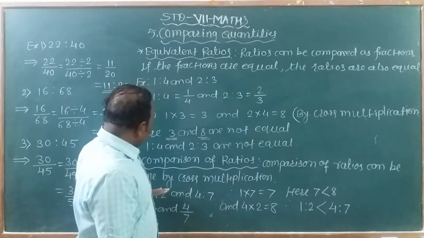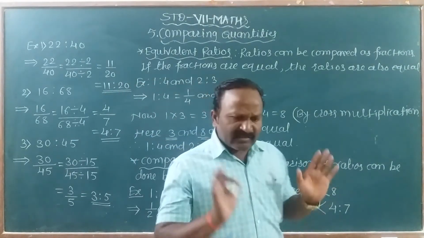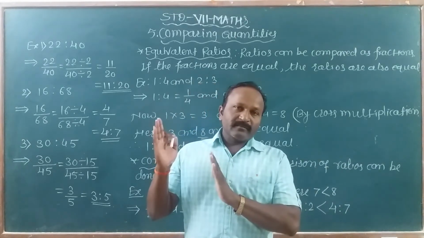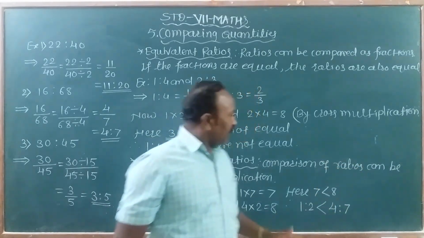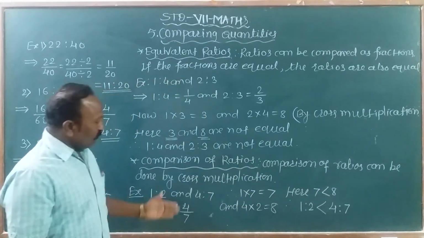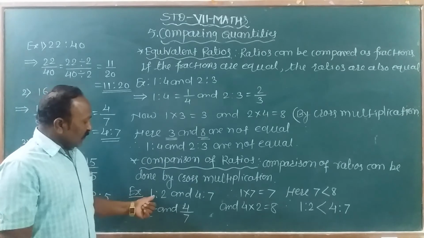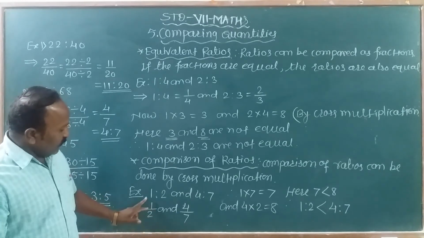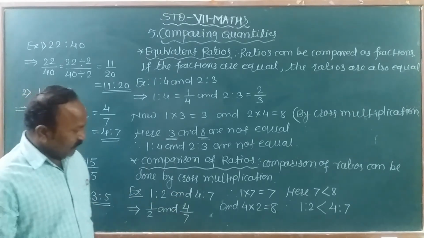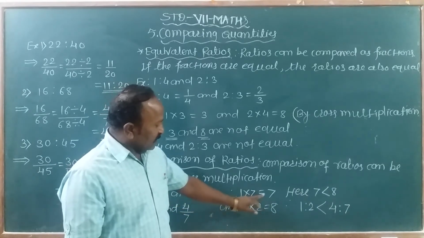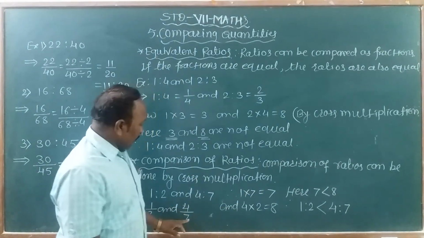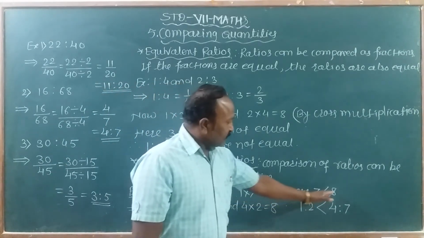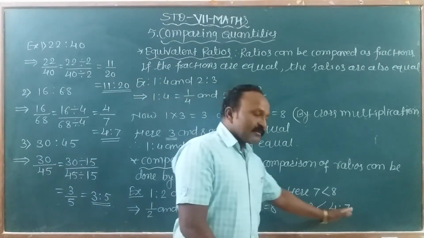Another point, comparison of ratios. Comparison of ratios can be done by cross multiplication method, means same method, just like fractions. In this case you have to convert the ratios into fractions, and then by using the rules of fractions we can compare the ratios. Now see here 1 is to 2 and 4 is to 7. First of all convert it to the fraction form. 1 upon 2 and 4 upon 7. Take the cross multiplication. 1 multiply 7, that is 7, and another one 4 multiply 2, that is 8. Again here 7 is smaller than 8, so first ratio is smaller than second ratio.